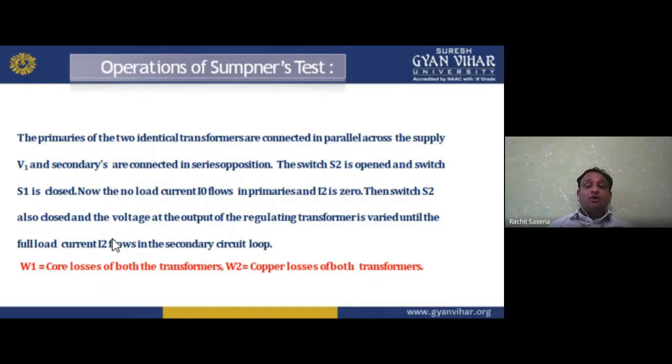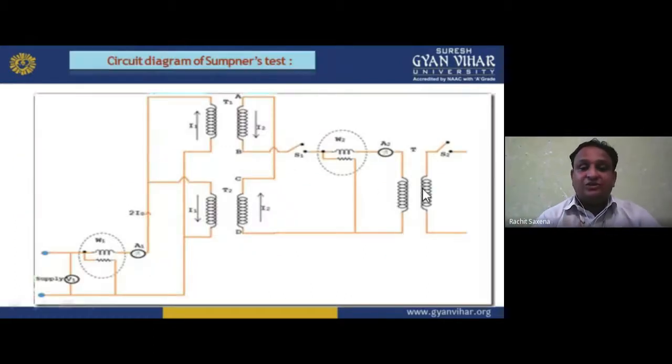The voltage at the output of the regulating transformer is varied until the full load current I2 flows in the secondary loop. So two switches are there, S1 and S2. See here, we have S1 and S2. S2 is open, S1 is closed. So no current is flowing in the secondary in this first case, but current is flowing in the primary, so it gives you the core losses. But if we close S2, then secondary current will also flow. So we have to identify this.